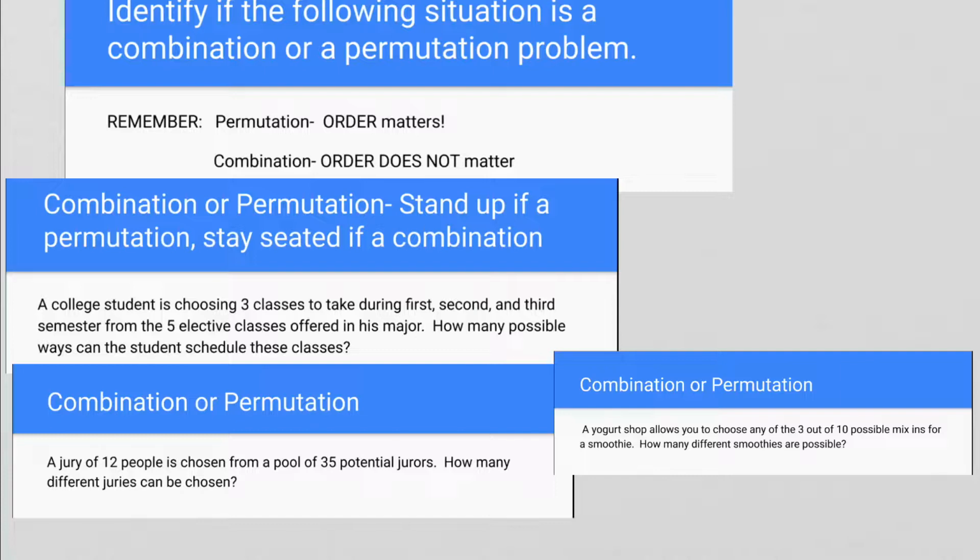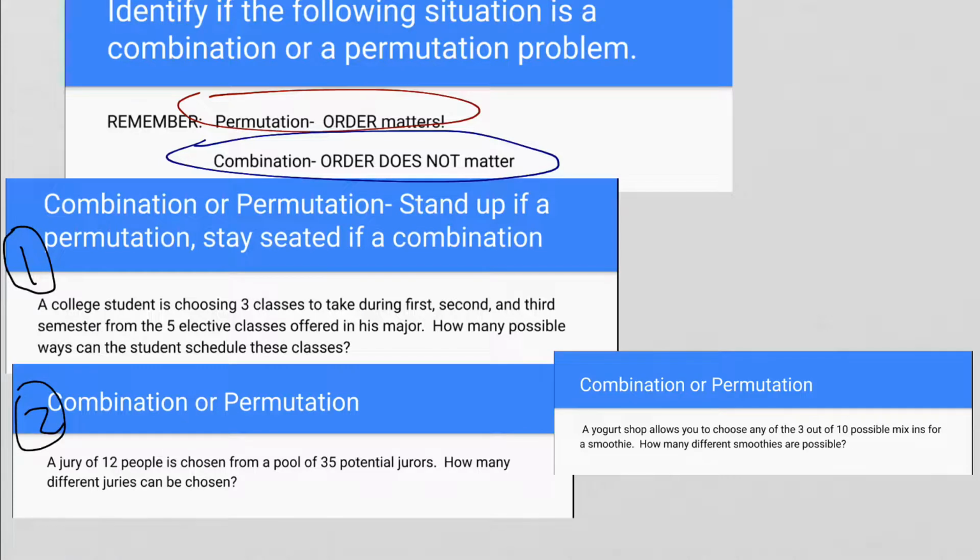Okay, so this next slide, and this will be one of the last ones before you then print out that foldable and do the examples on that, is identifying, not even solving it, just identifying if the question is a permutation or a combination problem. So you must remember again that in a permutation, order matters, and in a combination, order does not matter. I have 3 different questions here below, number 1, number 2, and number 3. Go ahead and read those 3 and decide for yourself if that is a permutation or a combination.